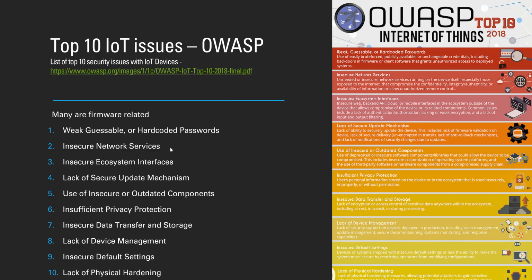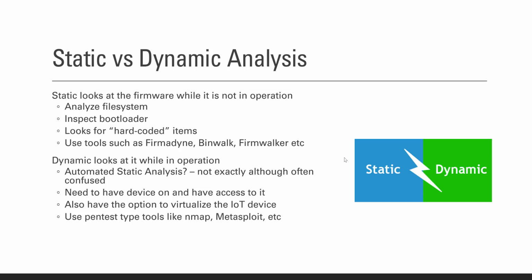So weak, guessable, or hard-coded passwords, and insecure network services. An example of that might be Telnet. That's an insecure service. It's not using any encryption. Maybe SNMP below version 3. That's not using any authentication or passwords, those sorts of things. No encryption. That would be an insecure network service. So I won't read through all of these, but these are, again, some of the potential things that we can find through our analysis of firmware. So that's why it's very important.